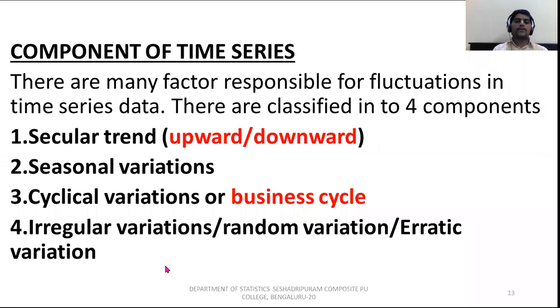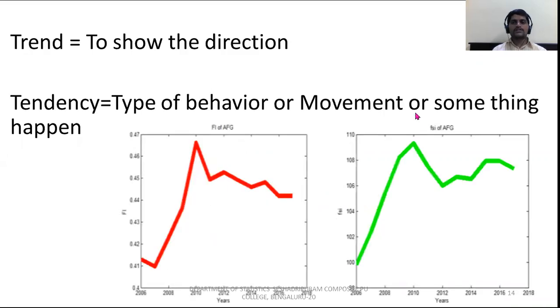Guys, we have four components. The first is called secular trend, which has two types: upward trend and downward trend. Second is seasonal variation. Third is cyclical variation, also called business cycle. And fourth is irregular variation, or random variation, or erratic variation. Look at that, it's very important. In the last class we already discussed this.